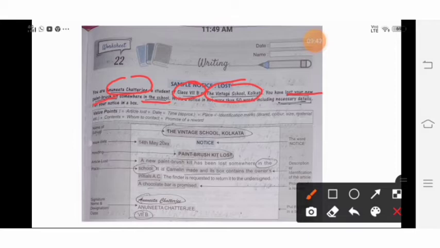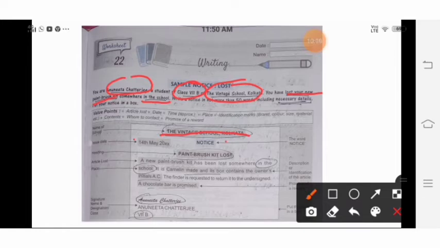Now, these are the points. If it is given, then you can use. If it is not given, then you are free to write. Now, first thing what you have to do, the person who is issuing the notice, the organization which is issuing the notice is the Vintage School. So this is here what you have written. After that, notice, then date. Write down date, then month, and then year.